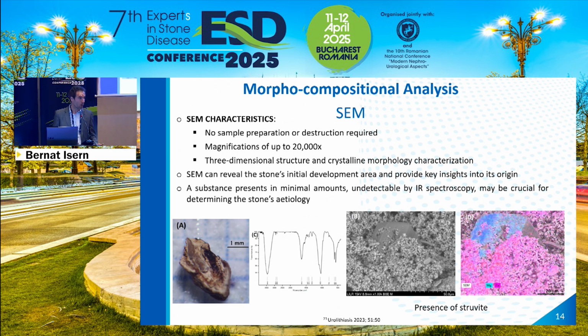struvite, which, as Dr. Isern said, indicates a urinary infection. Due to the very small presence of struvite, neither stereoscopic microscopy nor infrared spectroscopy was able to detect it. However, using SEM, the scanning electron microscopy, with energy dispersive spectroscopy, we could identify crystals of struvite, and we could analyze with X-ray dispersive and identify the magnesium presence in this renal stone.